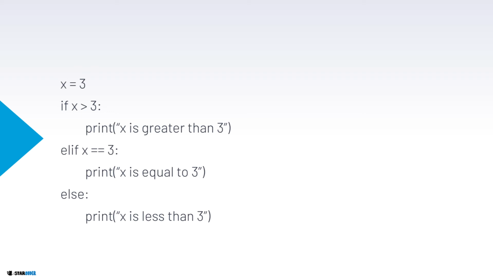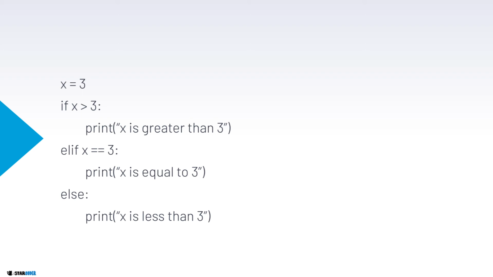Well, let's look from the top. If x is greater than 3. Well, x is 3, and 3 is not greater than 3, so the first if statement would not execute. Then we would go to the elif. Elif x is equal to 3. Well, 3 is equal to 3, so we would run this piece of code. Print x is equal to 3. So in the output, we would print x is equal to 3. Since elif was true, and one of the conditions was true, we wouldn't execute anything else, and the program would be over.